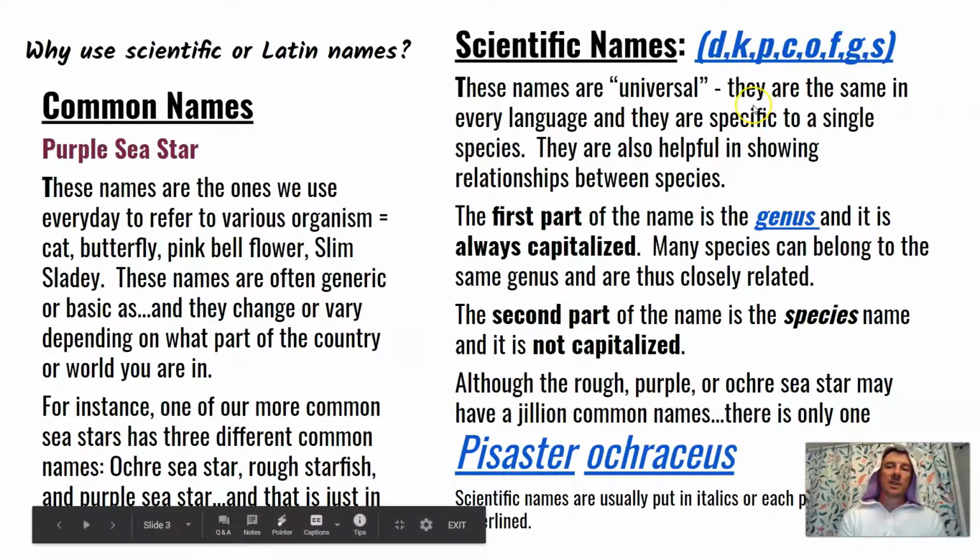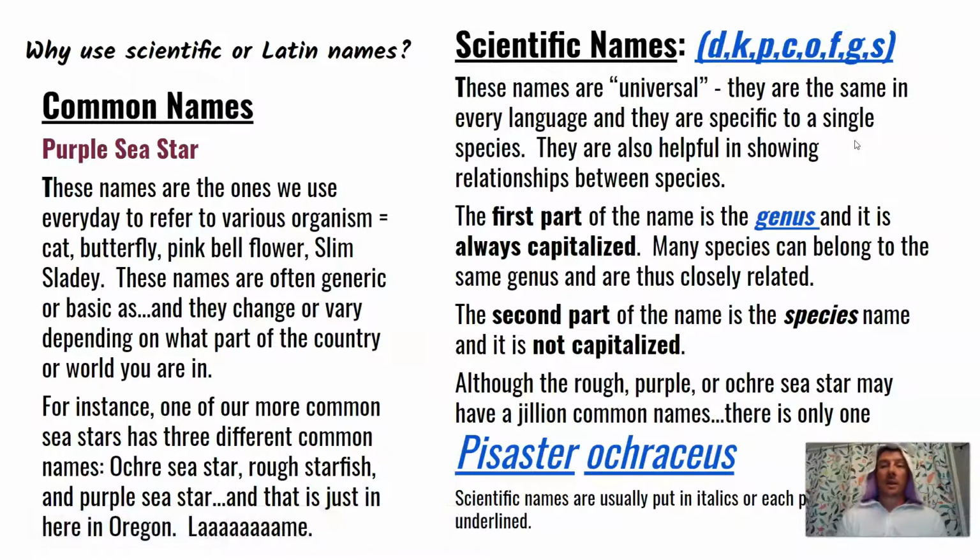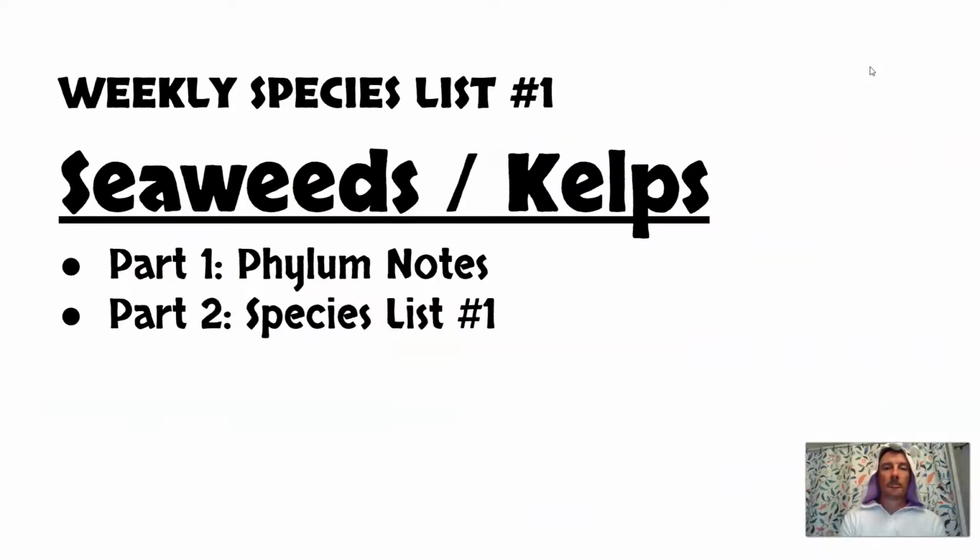The classification system that we use is the one that has been around since classification was developed in the 1700s, right? It starts with domain, then kingdom, phylum, which we're going to talk about in the phylum notes in a minute, then class, order, family, and lastly, genus and species. Everything gets a genus and species name, and everything belongs to some level within that whole arrangement. Okay, so the first group that we're going to talk about are the seaweeds or the kelps.